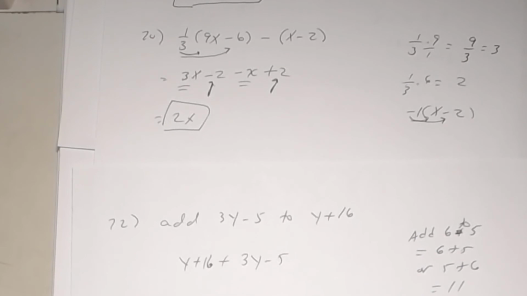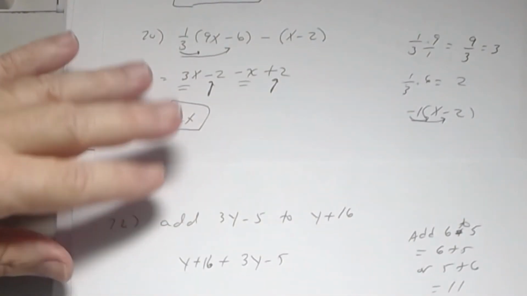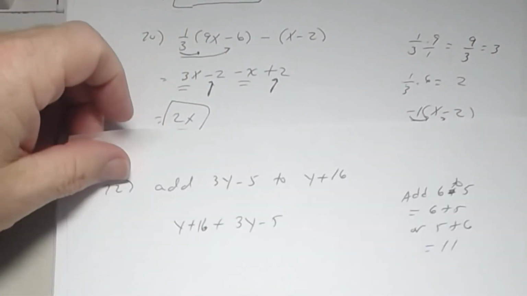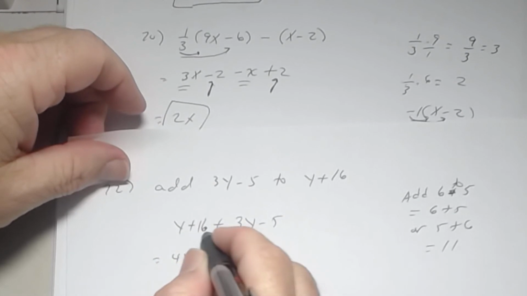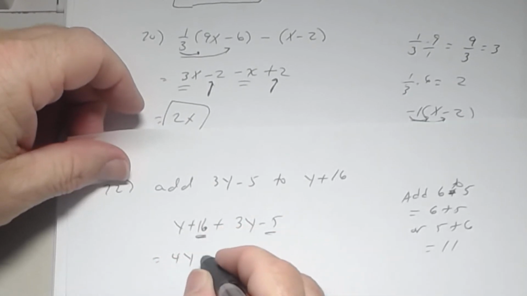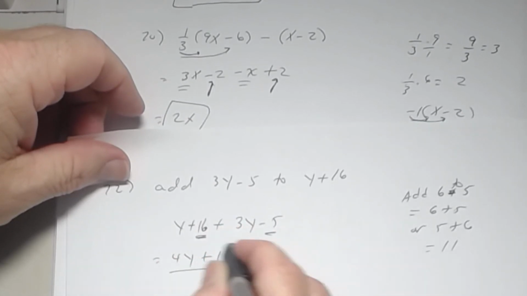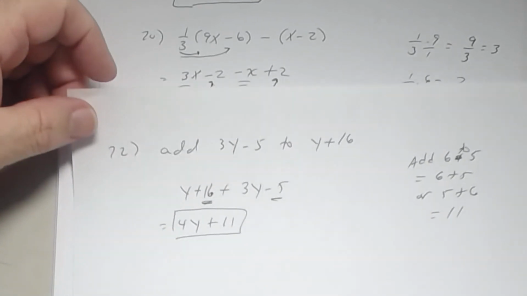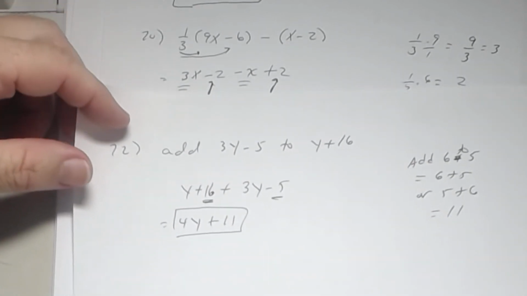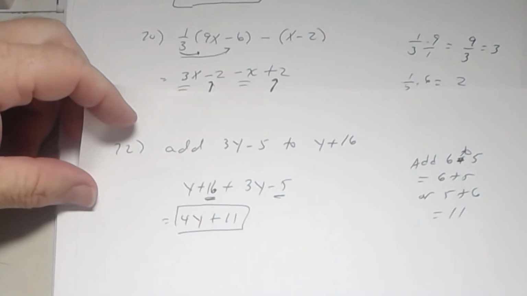Therefore, combining like terms, what do you get when you combine your y's? 4y. So y plus 3y is 4y. And then 16 and negative 5 is 11. So adding's not that bad. Adding's easy. It's the subtraction that's harder, based on what we talked about.